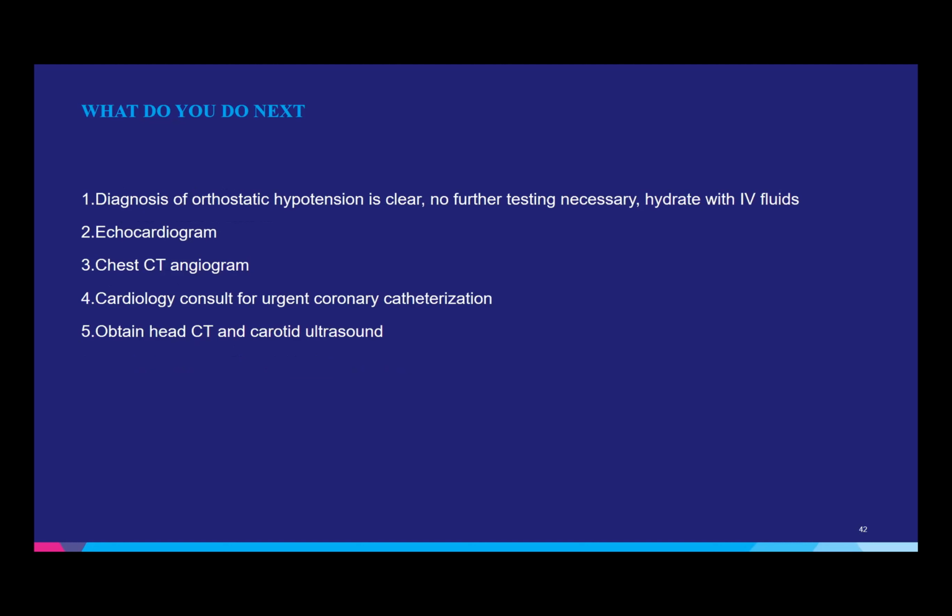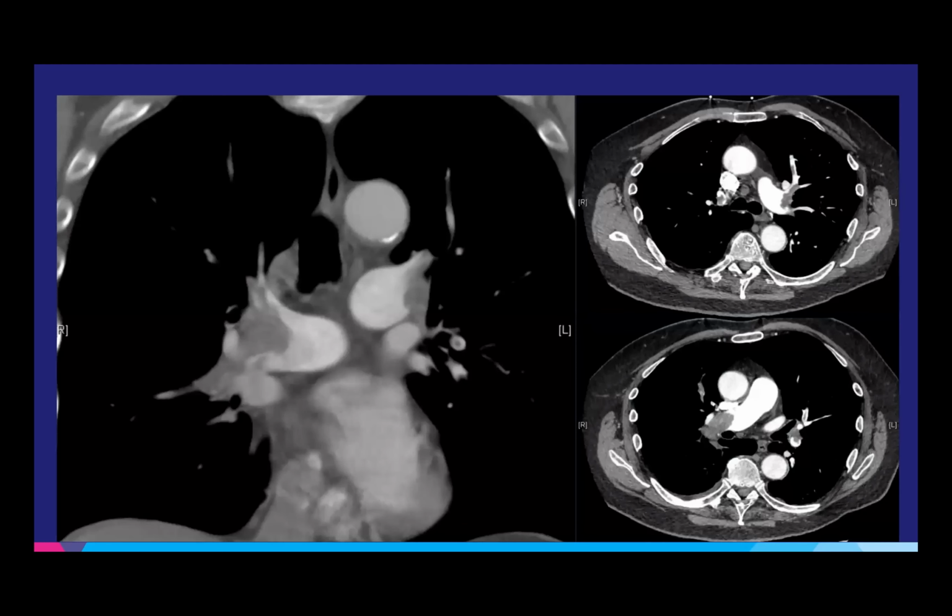Nadeem, what's the next step? CT, like angio chest. No, it looks like crap. There's filling defects everywhere. Okay.